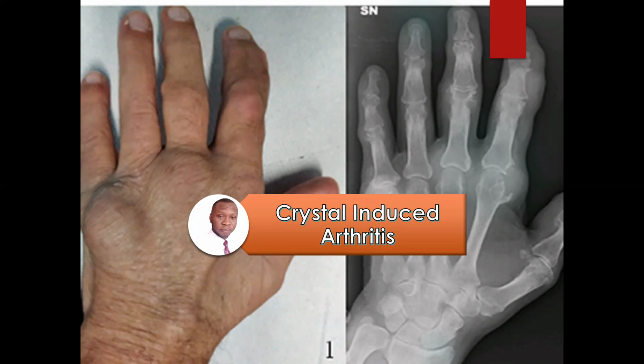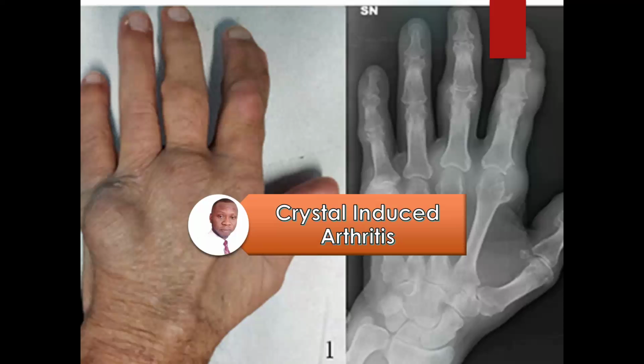In this section, we'll be discussing crystal-induced arthritis. In the former section, we looked at rheumatoid arthritis, and we've now to look at osteoarthritis. So in this section, we'll be focusing on crystal-induced arthritis, looking at gout and pseudogout.